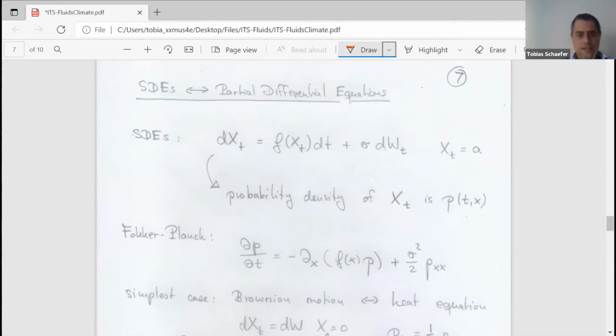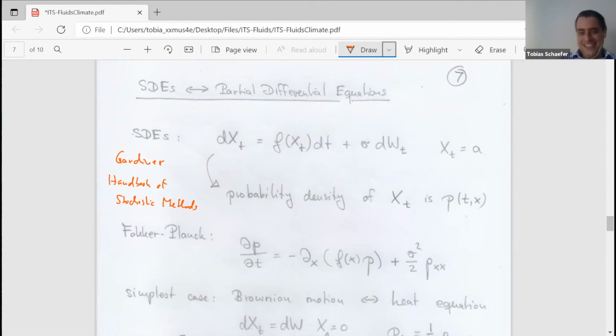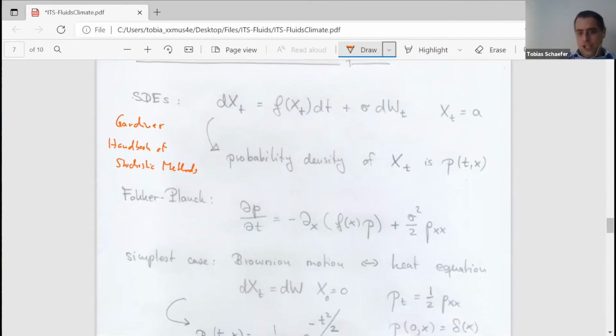Again, I should mention some of the references. There's this book, Gardiner, Handbook of Stochastic Methods. It's not really a textbook, but it's a really useful reference. For instance, if you're interested in how to get from a stochastic differential equation to the Fokker-Planck equation, you just open Gardiner and it will very nicely explain these things to you. There's a correspondence, and what happens is that this stochastic term appears as a diffusion term. Intuitively, that makes sense because that is what stochasticity is. It diffuses and drives particles away.